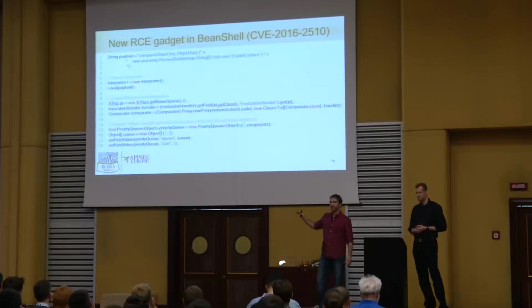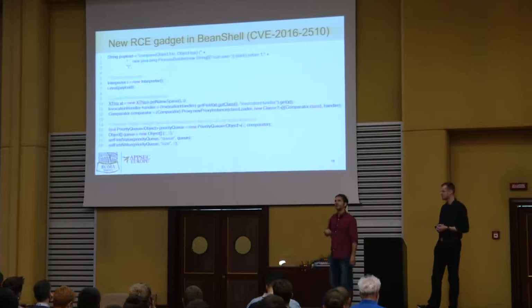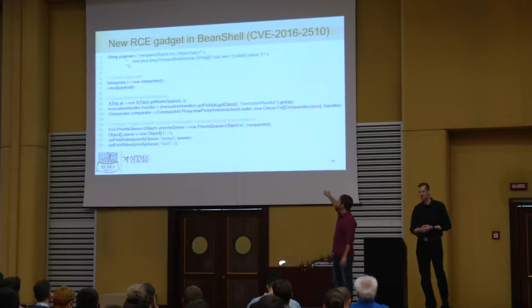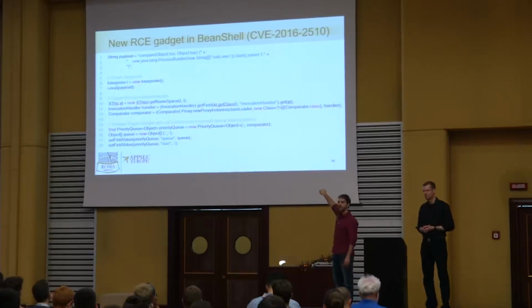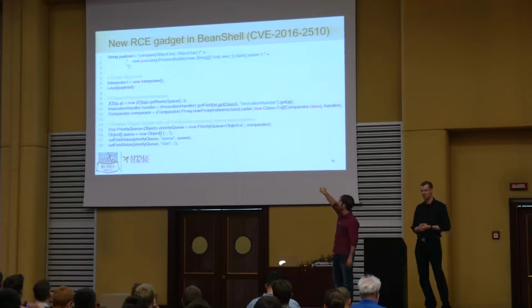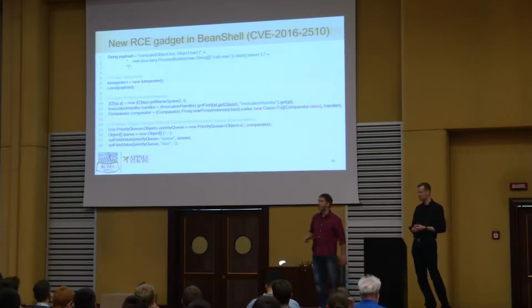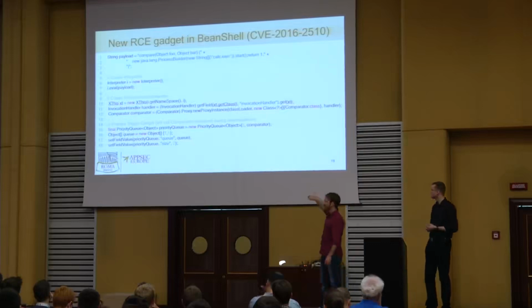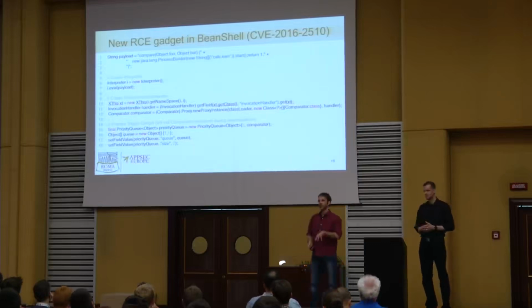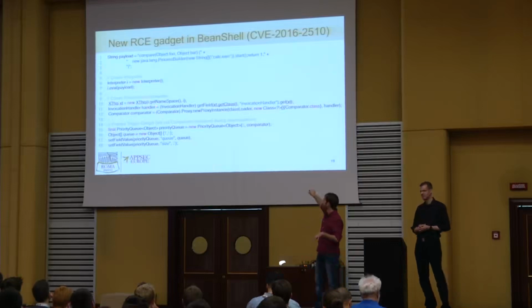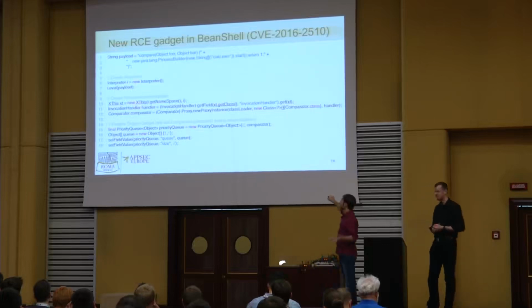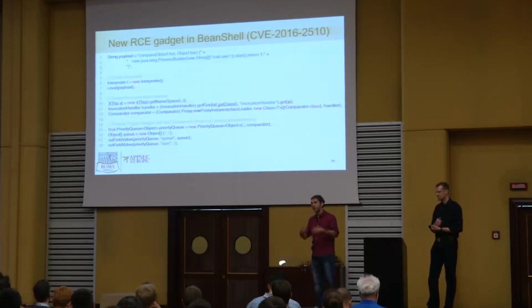So this is the code of the exploit. I don't know if it can be read from the last rows, but basically what we are doing here is defining a BeanShell payload. So this is basically Java syntax, right? We have our payload here that is basically popping up a calculator, and we are just defining this compare function that takes two arguments. Now we initialize a BeanShell interpreter, we load this function into the interpreter, and then we initialize this XDis class and extract the invocation handler using some reflection tricks. And then we create a new proxy, and this proxy will be implementing the comparator interface, and we'll be using our BeanShell invocation handler as the invocation handler of the proxy.